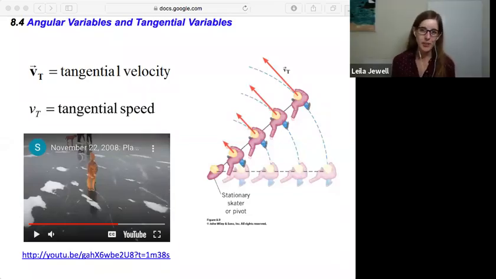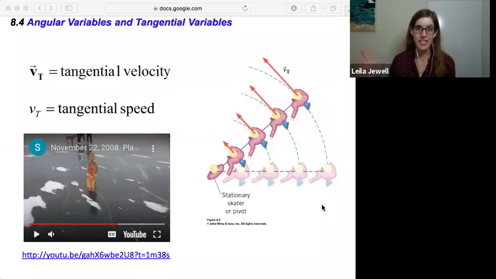Section 8.4, Angular Variables and Tangential Variables. Up to this point, we've been considering angular velocities, where you can imagine a line of ice skaters, for instance. If they're all traveling together in a line, then each of these ice skaters is going to sweep through an equal amount of angles in the same amount of time. So they'd all have the same angular velocity. But that doesn't mean it's the same for every ice skater there, right?